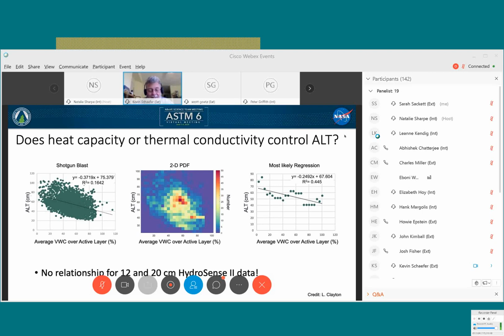Oh, I did want to state, this relationship shows up when you use the depth-averaged volumetric water content over the entire active layer. But if you look just at the 12 or 20 centimeter values, you find there's no relationship at all. It's flat, and nothing is statistically significant. So essentially what that means is, what really matters is the total water content in the active layer, and there's not a strong relationship between the 12 and 20 centimeter values and what's in the total water column for the entire active layer. Next, please.